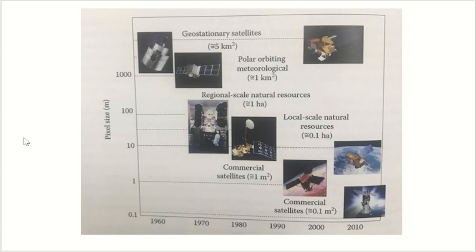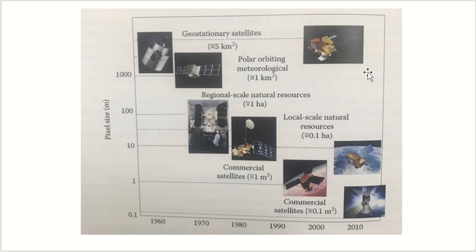This other figure relates to spatial resolution of sensors. The pixel size of their data products is on the vertical axis, and here on the horizontal, the year in which they came out or were dominant. What I want to stress in this figure is that there is a progression in the later decades of the 20th century toward the availability of higher spatial resolution data.